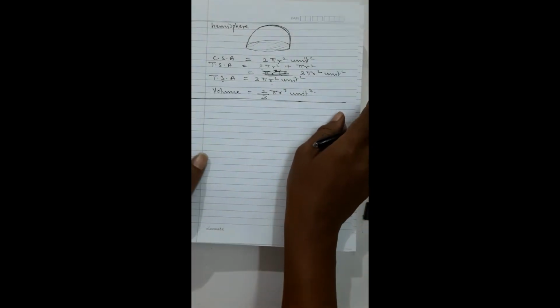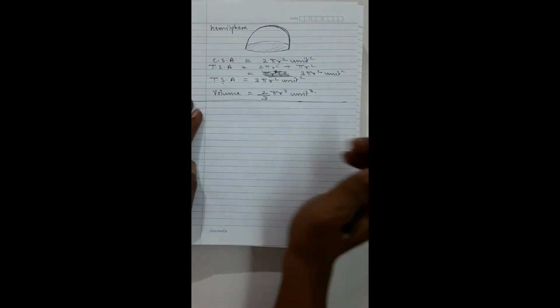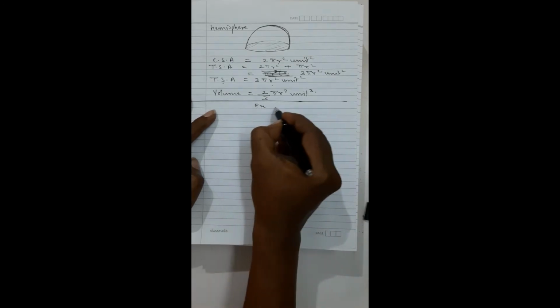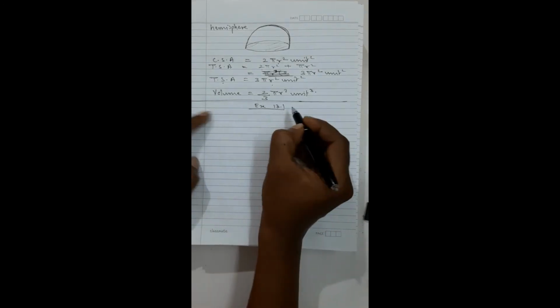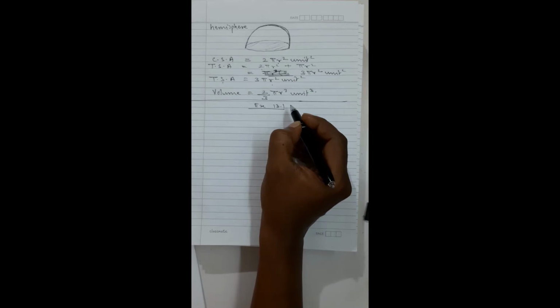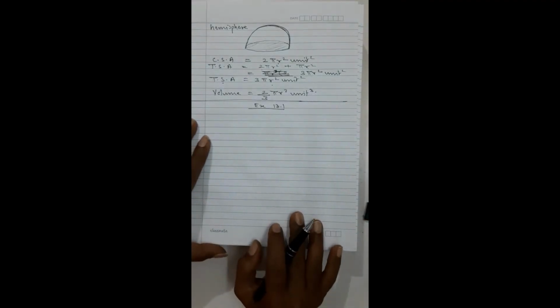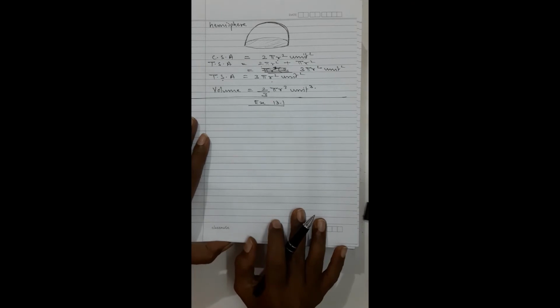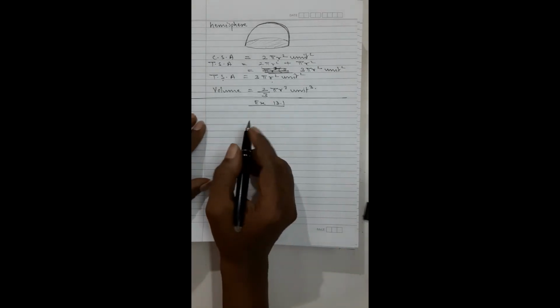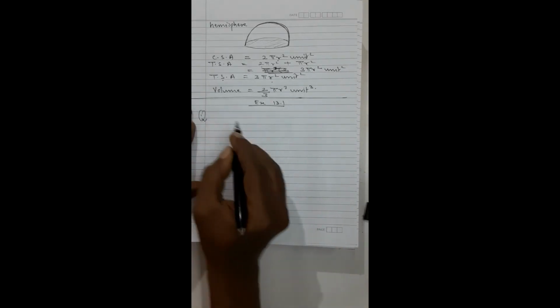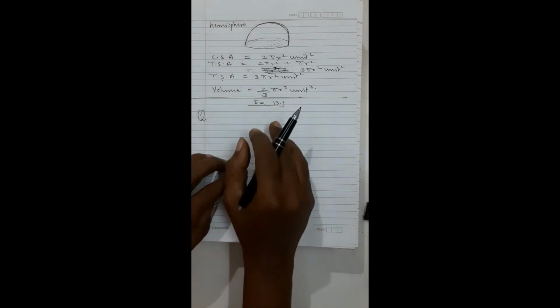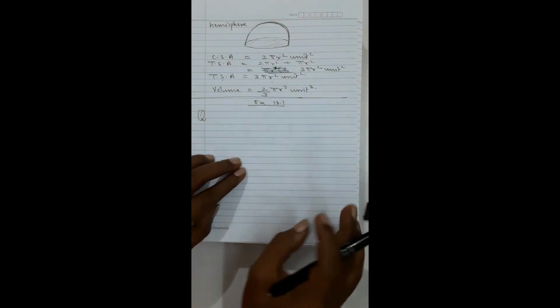I request you all to get your textbook and open exercise 13.1, and then we can start with the first question. Here they have, unless stated otherwise, take pi equal to 22 upon 7. Only when it is given as 3.14 do we take 3.14, otherwise it is 22 upon 7. Question number 1: 2 cubes, each of volume 64 centimeter cube.